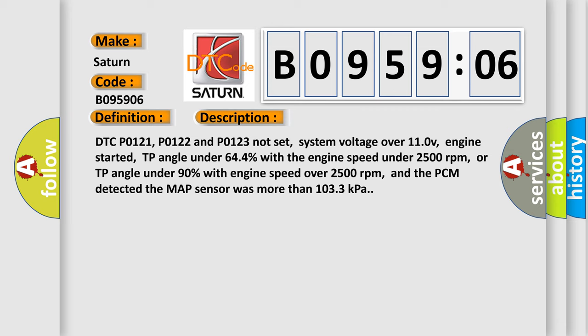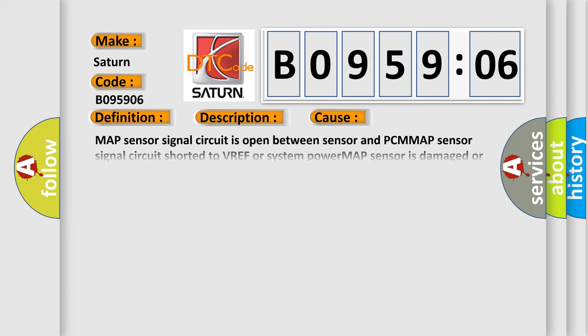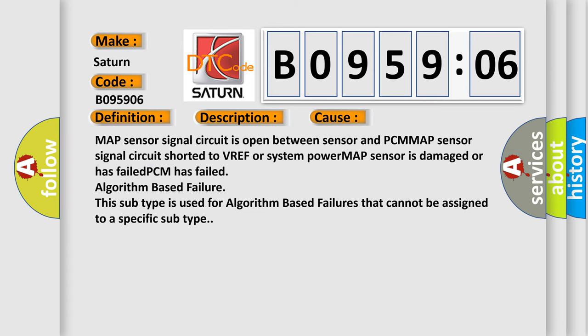This diagnostic error occurs most often in these cases. MAP sensor signal circuit is open between sensor and PCM. MAP sensor signal circuit shorted to VREF or system power. MAP sensor is damaged or has failed. PCM has failed. Algorithm based failure. This subtype is used for algorithm based failures that cannot be assigned to a specific subtype.